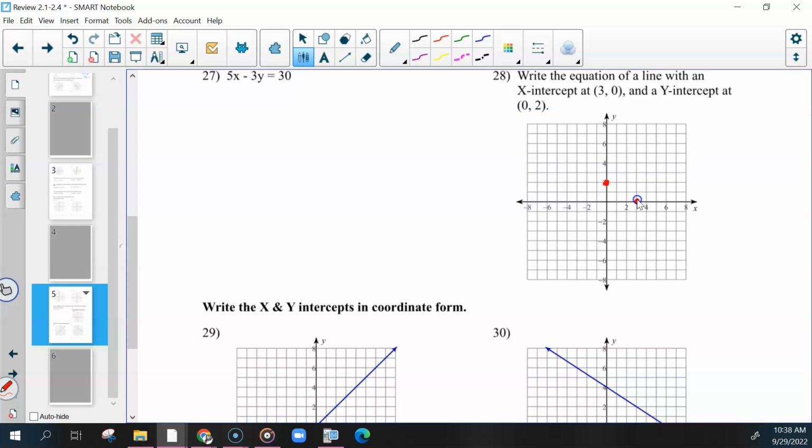Find the slope of those 2 points. So if I start at my y-intercept and I count to my x-intercept, I'm going down 2 to the right 3. Once you have that slope, you're given your y-intercept, so you can write your equation. y equals negative 2/3 x plus 2, and that would be your answer.